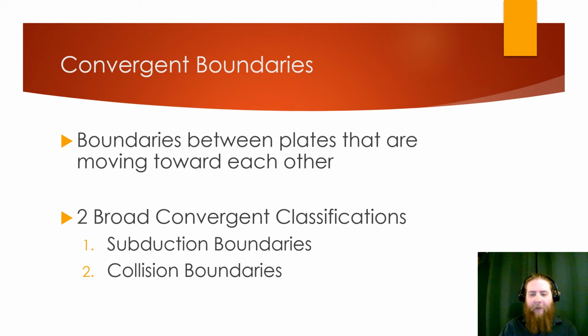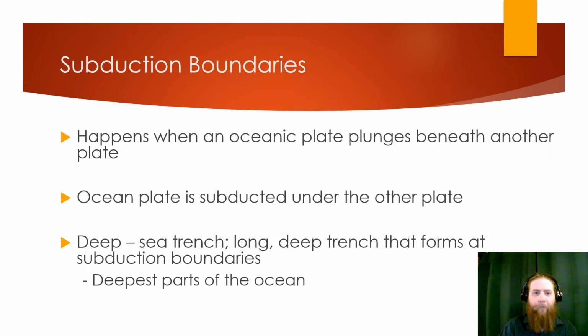All right, convergent boundaries. These are the ones that are coming together and colliding. There are two different types of these convergent classifications. There's subduction, where one is going underneath another, and there's collision, where these two are crashing into each other and butting heads, as it were, making a full collision like two cars coming together.